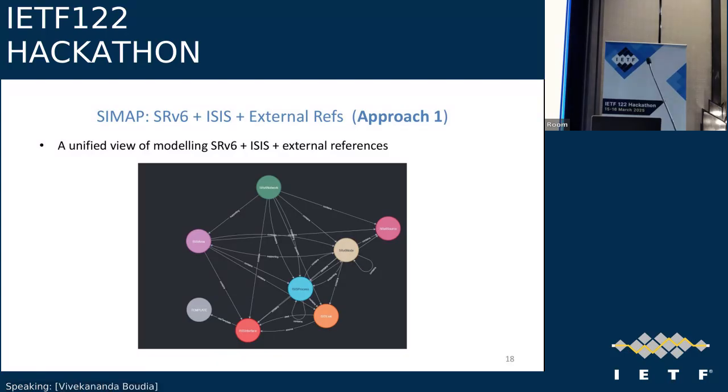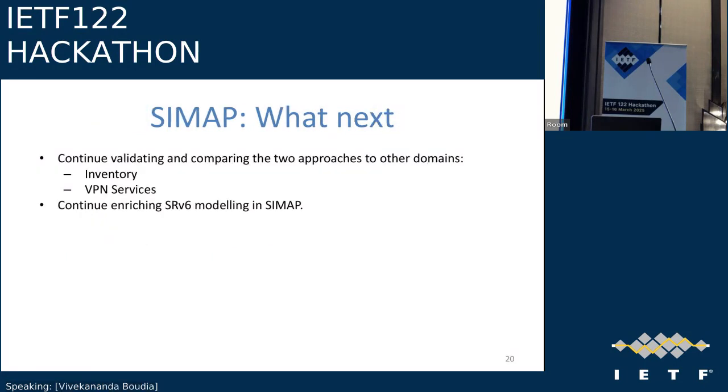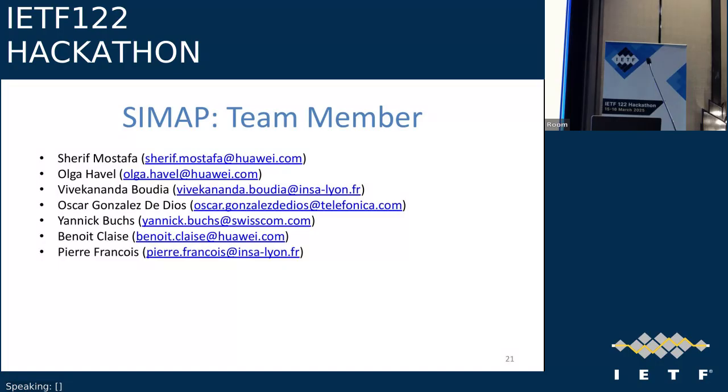And this is how it looks, all the relations between each entity. So what we achieved: we developed a library to manage external references for external elements, and we started adding support in CMAP for SRv6. What's next? We continue to explore approaches and link to other domains like inventory or VPN service, and we continue our modeling for SRv6. Thank you.